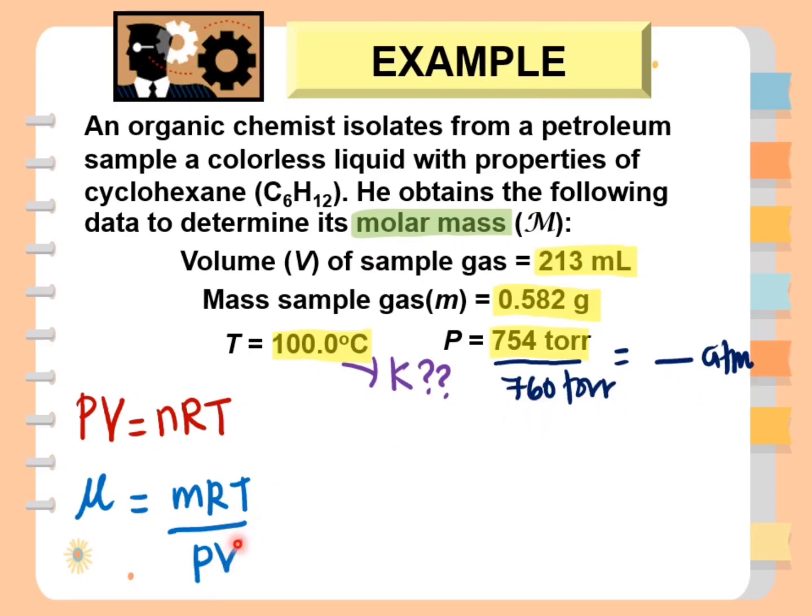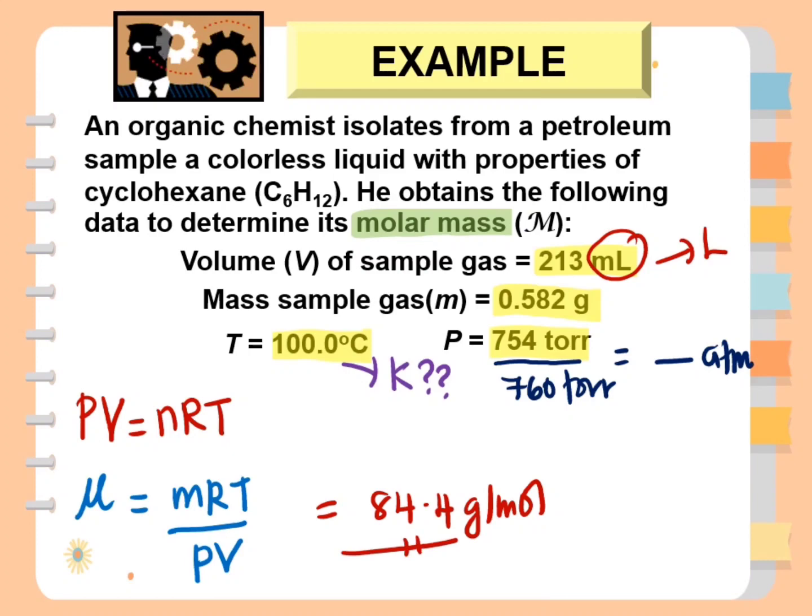And then the volume that we have here in milliliter. Be careful guys. The volume here should be in liter. So and then baru you boleh masukkan all the value in this formula and then press your calculator. So you will get the final answer should be 84.4 gram per mole. This one I want you to try it by yourself. Okay, cuba buat, masukkan semua nilai, dapatkan jawapan ini. Boleh?